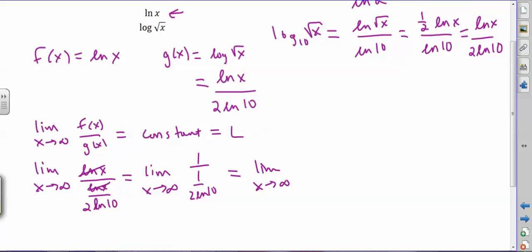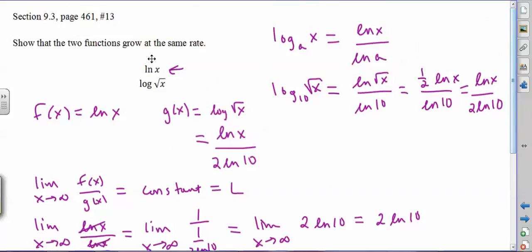And as we all remember, the denominator of a denominator is really a numerator. So this is really the limit of 2 times the natural log of 10. And I don't have any x's anymore. So this is just going to equal a number, 2 times the natural log of 10. So my limit is in fact equal to a non-zero constant. And that tells me that my original two functions up here grow at the same rate.